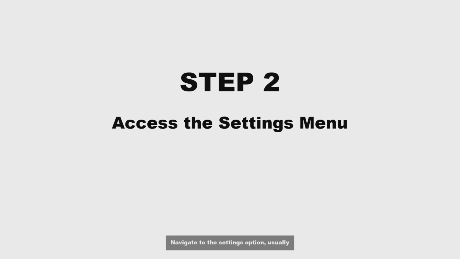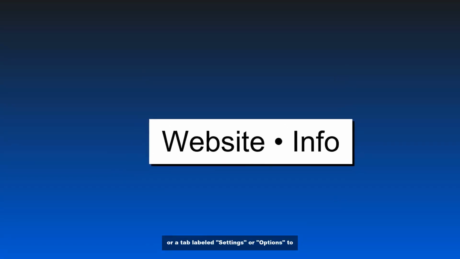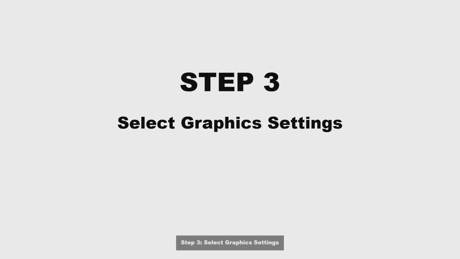Step 2. Access the settings menu. Navigate to the settings option, usually found in the main menu. Look for a gear icon or tab labeled settings or options to enter the configuration area.